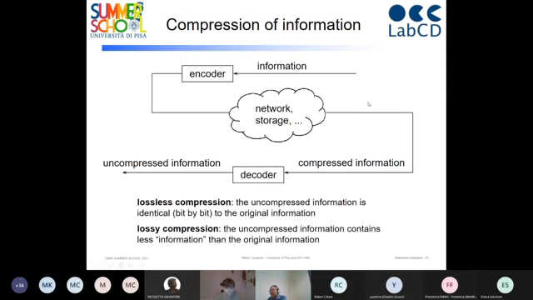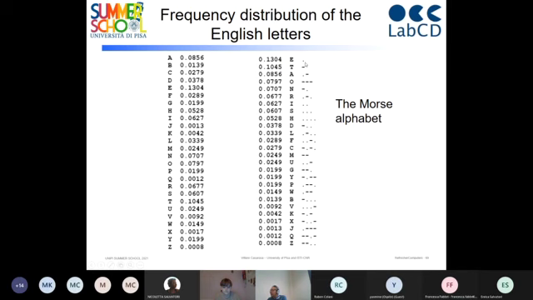And Morse understood that for the convenience of who was transmitting and receiving, it was good to have short codes for the very frequent letters and longer codes for the less frequent ones. So the E, which is the most frequent letter in English, is just 1 dot. And the T, which is the next one, is just 1 dash. And then you go on. Now, Huffman was more or less doing the same.